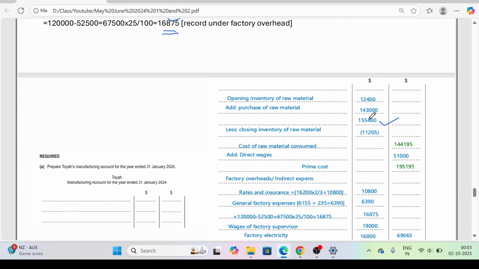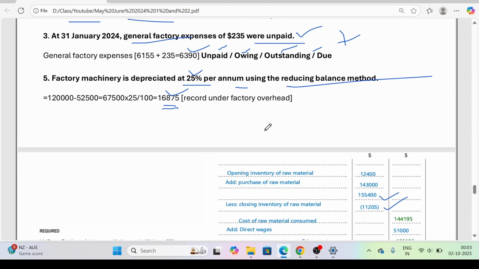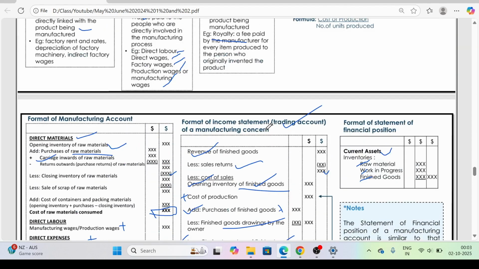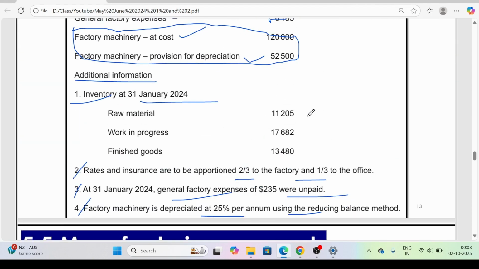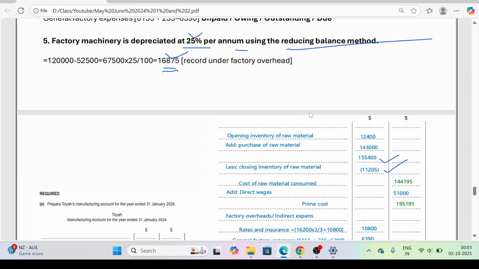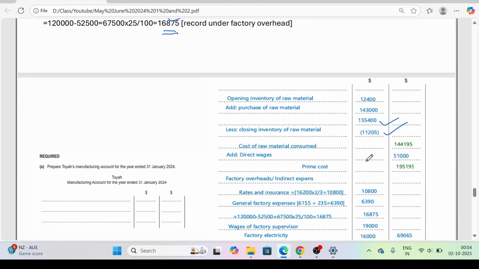Okay. Then from that, closing inventory of raw material you have to minus. See, closing inventory of raw material, 11,205. The answer, cost of raw material consumed, is 144,195. Okay. This is the format.